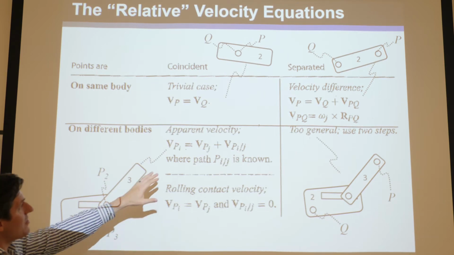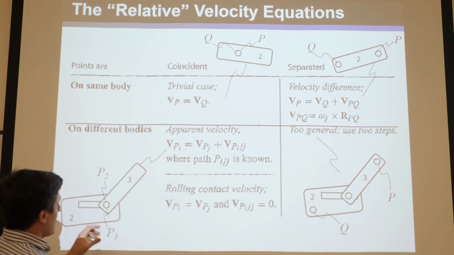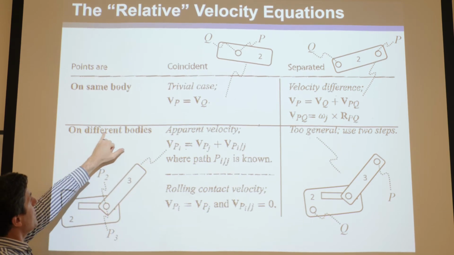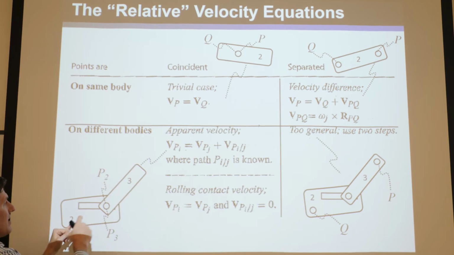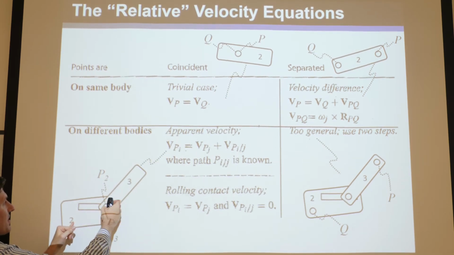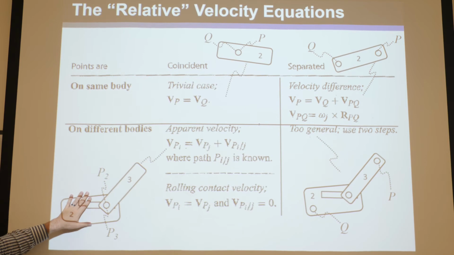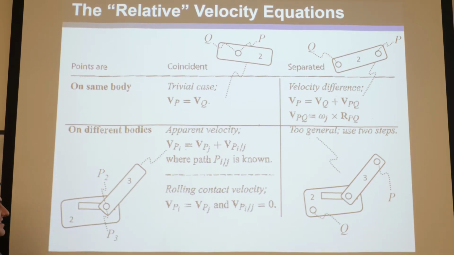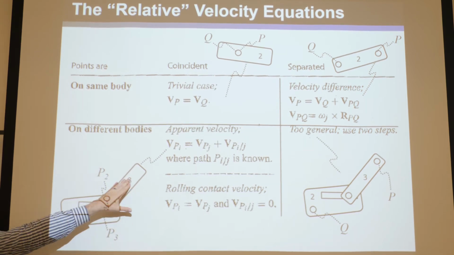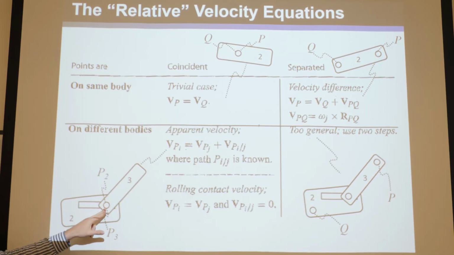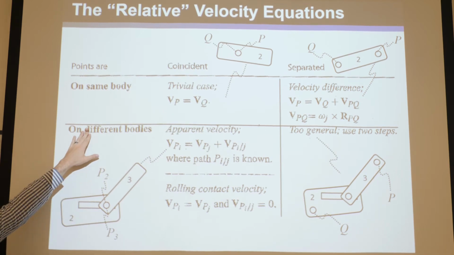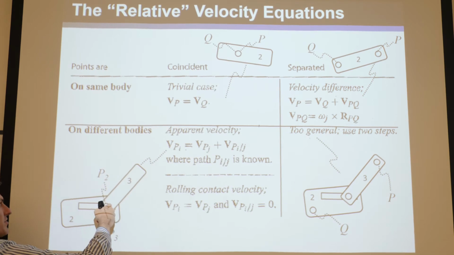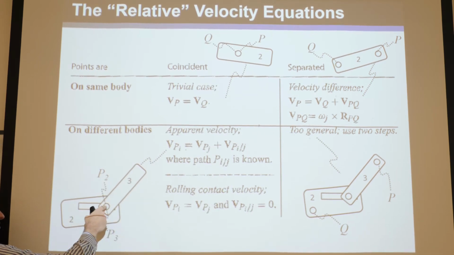Okay, but now say we have two bodies. It says on different bodies. So say there's a body 2 and 3, and say here's a pin in a slot. So now we have this body moving and this body moving on top of it, sliding in the slot, say. So two bodies, 2 and 3. But now we have 2 points on different bodies, but they're coincident. So this is P3 coincident with P2, but P3 is on 3 and P2 is on 2.